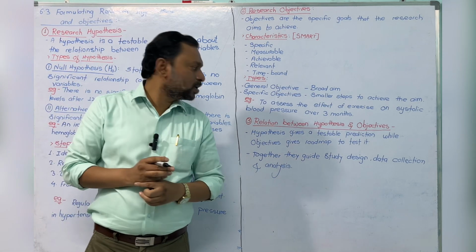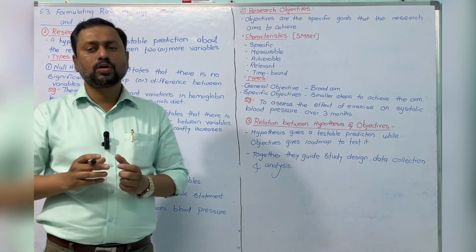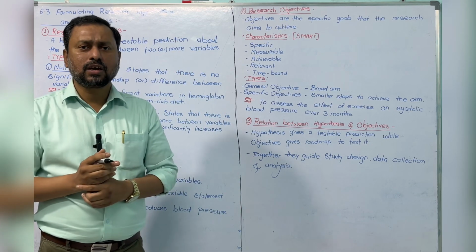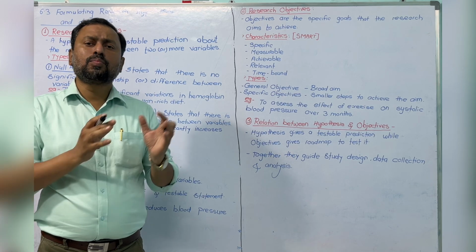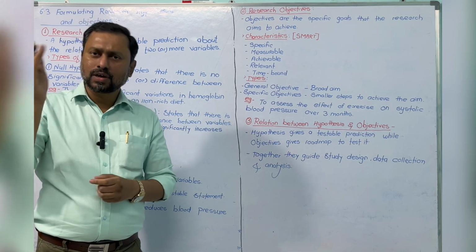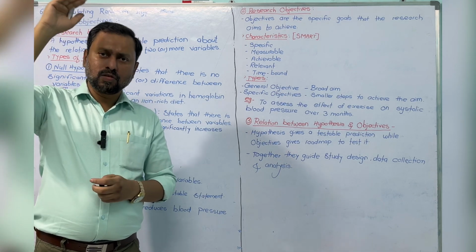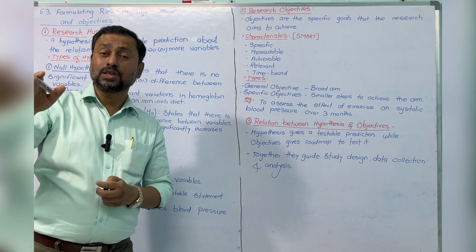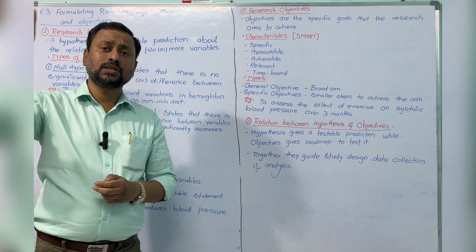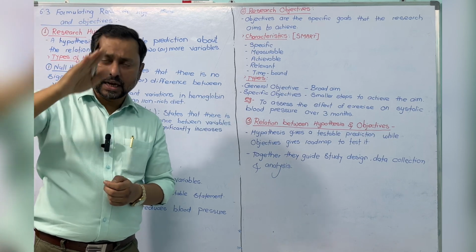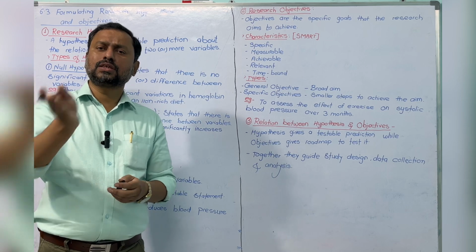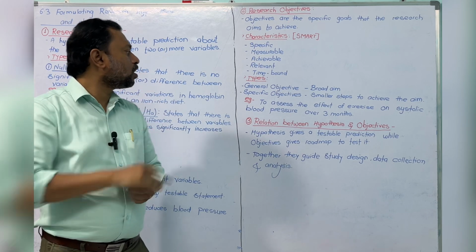Lastly, the relationship between the hypothesis and objectives. This is the third step here. What is the relation? In research, both steps are important. As I told you, in the research process, first is the identification of the problem. Next is the literature review. Next is the hypothesis. After that, your research objectives.